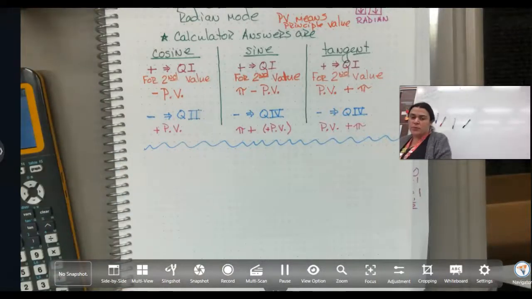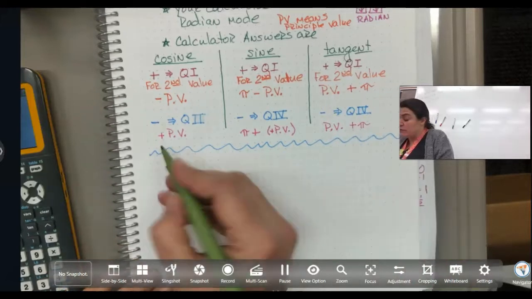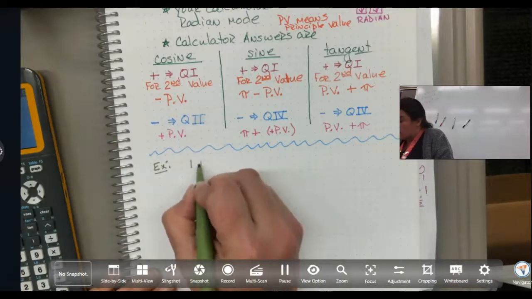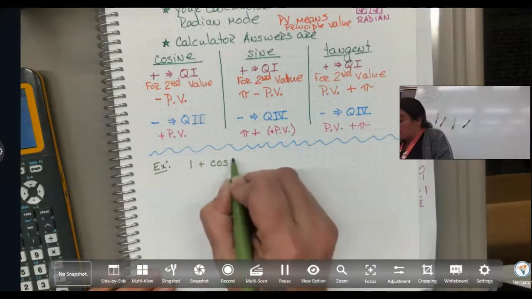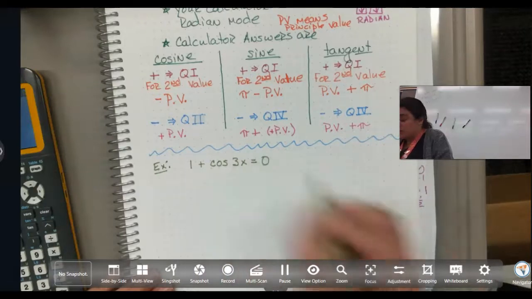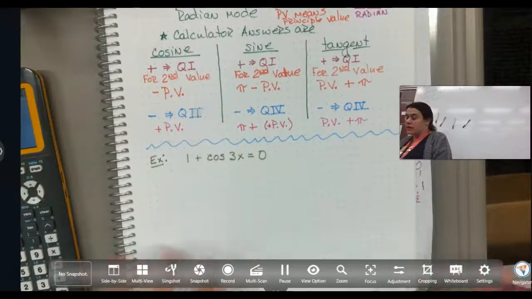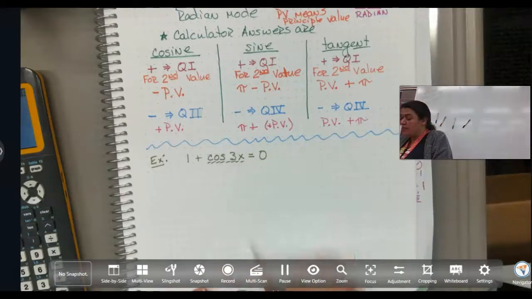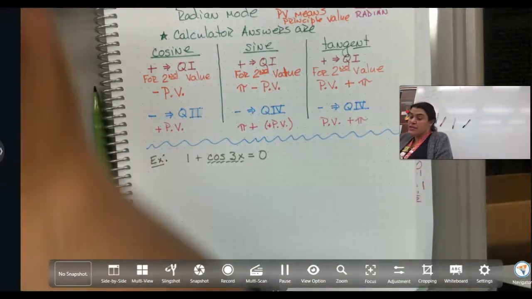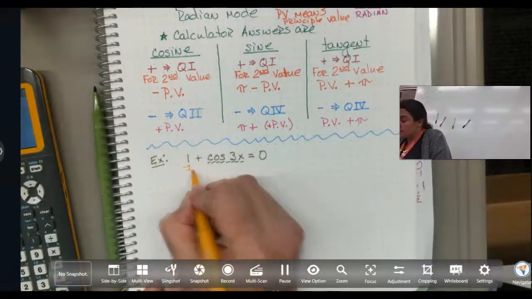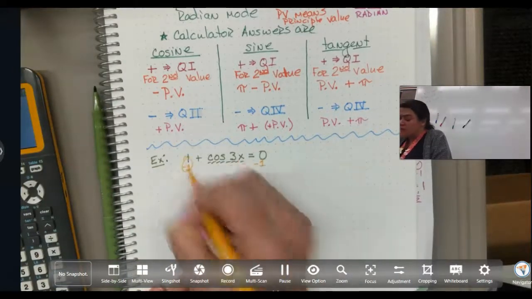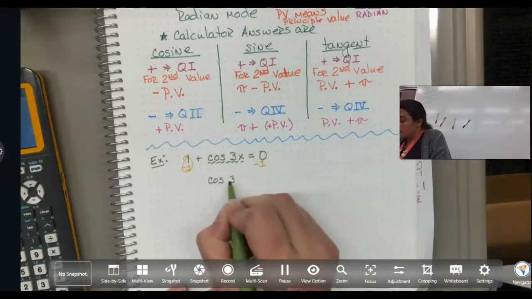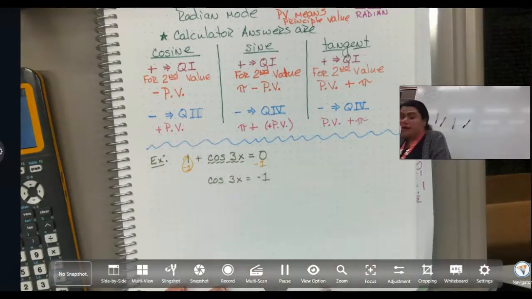So the very first thing I want to do is give you an equation like 1 plus cosine 3x equals 0. If I look at an equation like this, number one, we know we want to get cosine all by itself. So we have to get rid of that one. First thing I'm going to do is subtract 1 on both sides. That's a big old fat 0. So now I have cosine of 3x equals -1.